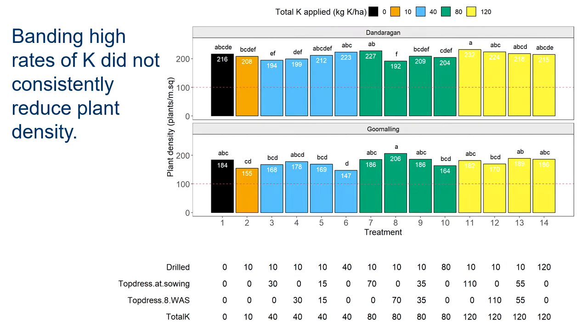One of the questions going into this was how much MOP can we safely drill, because it's a pretty efficient way of getting K into the crop. How much can we safely drill without losing plant numbers to a point that reduces yield? What we found is that there was actually no consistent reduction in plant density. Only at the Gamelling site, say treatment 6 versus treatment 1, where we drilled 40 kilos of K. But in other treatments where we've drilled 80 or 120 kilos of K, no reduction in plant density, and certainly nowhere near that red line, which is our threshold for yield reduction.